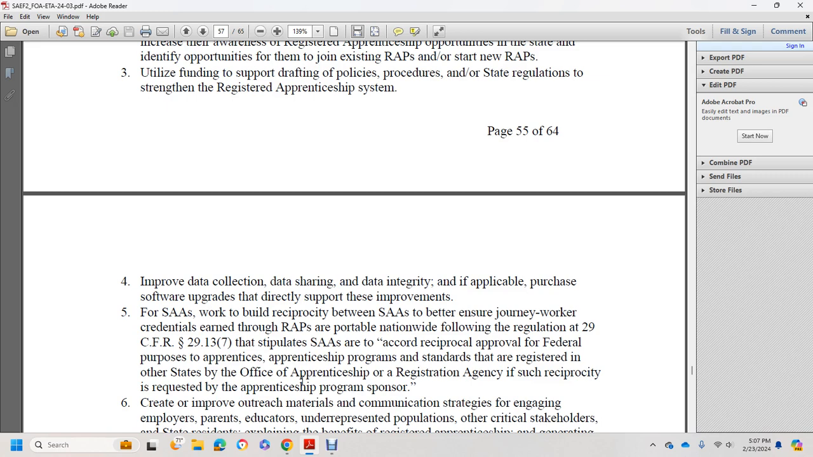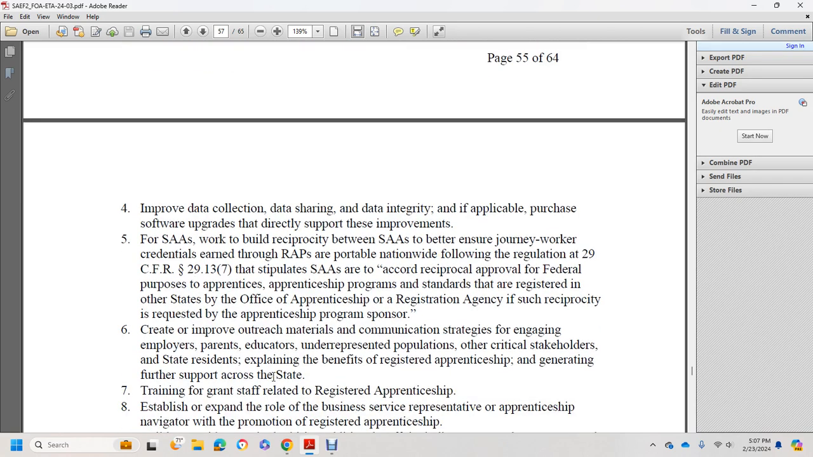State apprenticeship agencies accord reciprocal approval of the federal purpose for apprenticeship programs that are registered in another state by the Office of Apprenticeship or a registration agency. Reciprocity is required for the apprenticeship program sponsor. 6. Create and improve outreach materials and a communication strategy for engaging employers and partnerships to educate underrepresented populations, other critical stakeholders, and state residents, expanding the benefits of registered apprenticeship and generating further support within the state. 7. Train the grant staff related to registered apprenticeship.